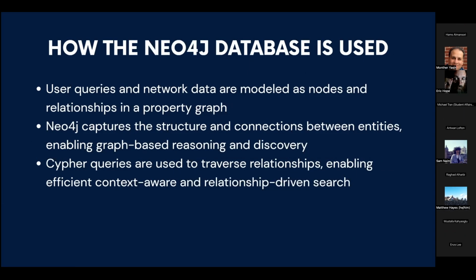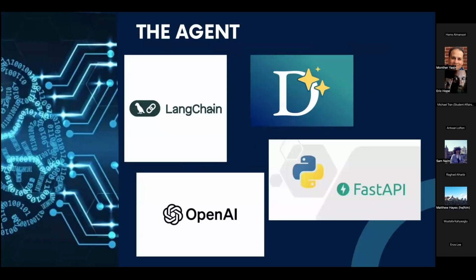And then the Neo4j database is also being used for user queries. The network data is modeled as nodes and relationships in the graph. Neo4j captures the structure and connections between the entities, enabling graph-based reasoning and discovery. The way that we search the Neo4j database is through Cypher queries, which are used to traverse the relationships and enable efficient context-aware, relationship-driven search. And then Mandy will talk about how the AI pipeline works more than that.